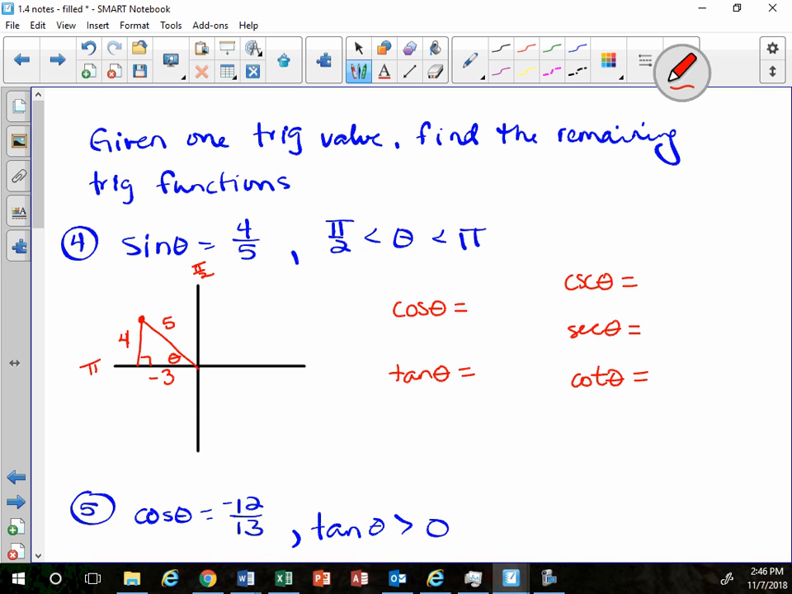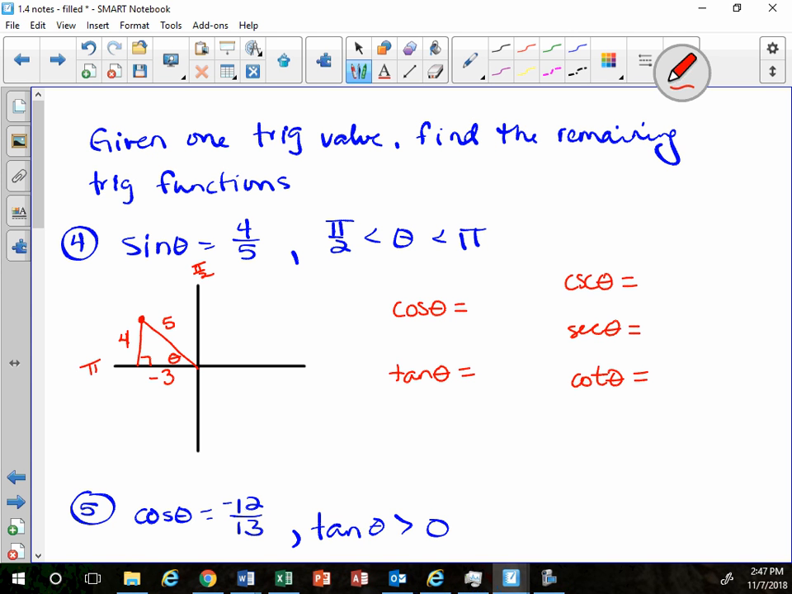So if it's a positive 3, wouldn't that still be a 3, 4, 5? Yeah, but it wouldn't be in that quadrant. Why does it have to be in that quadrant? Because it tells you. So that's positive. What's pi? On a graph, pi is like 180 degrees, right? It's 180.